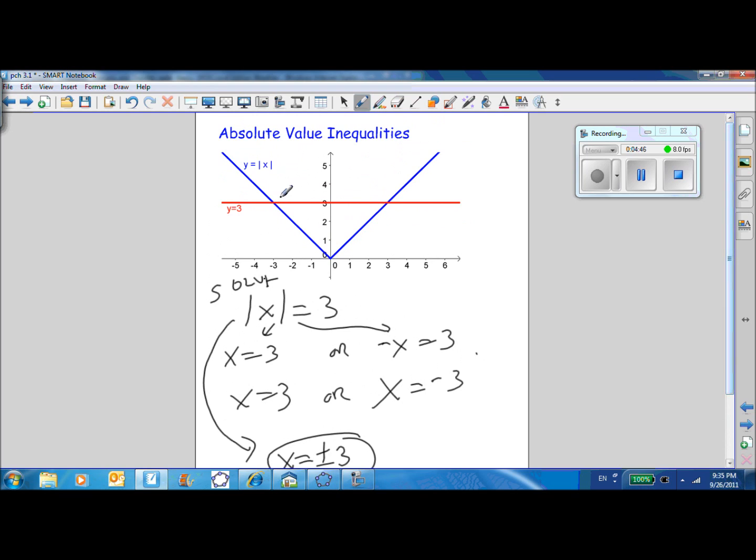Here we can see that this is why we get our two answers, because that's the intersection of the V with a horizontal line. You'll get two distinct answers, 3 and -3. 3 or -3.